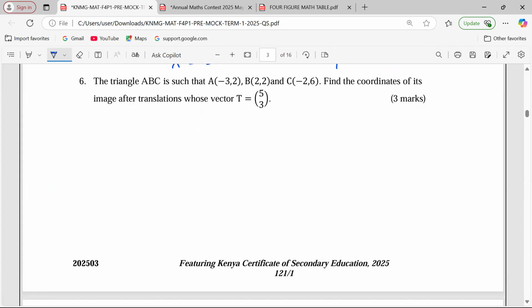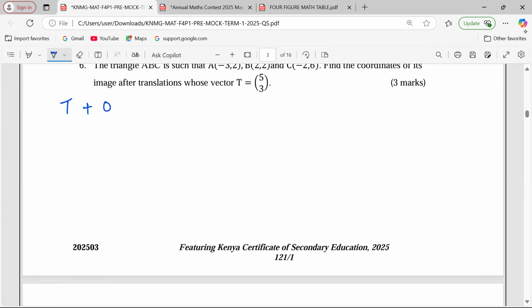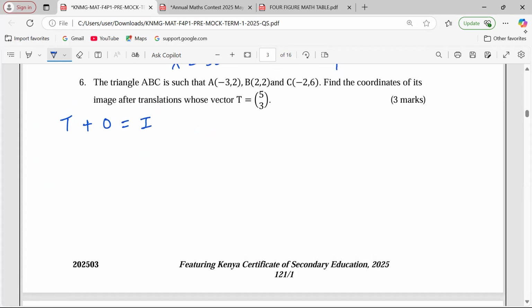Very simple. So we're supposed to know that when we take the translation vector and we add the object, and the object should be put as a column vector, not as a coordinate, we get the column vector of the image. So to begin with A, we say negative 3, 2. When we add 5, 3, the translation vector, we are getting the image of A. So the image of A shall be 2, 5.